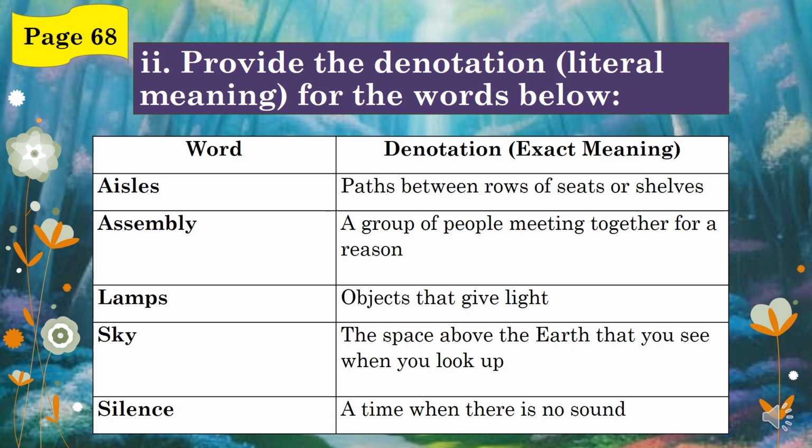Lamps. Simply put, these are objects that give light, like the ones we use at home or in the street. Sky. The space above the earth that you see when you look up. Whether it's sunny, cloudy, or full of stars, that's the sky. Silence. A time when there is no sound at all, just stillness and quiet. Understanding denotation helps us read clearly and interpret meanings accurately, especially when studying poetry or literature.